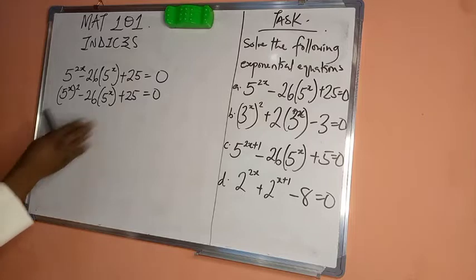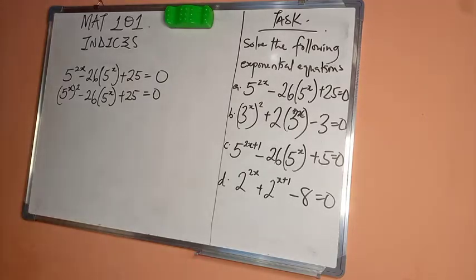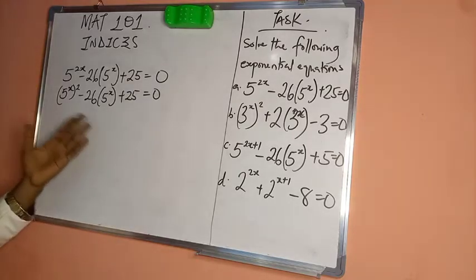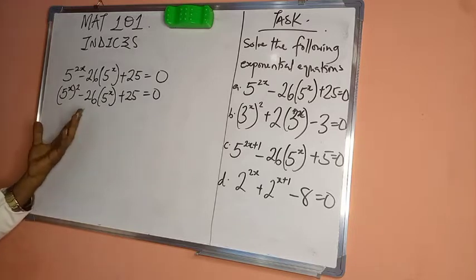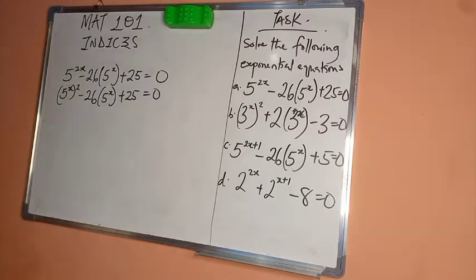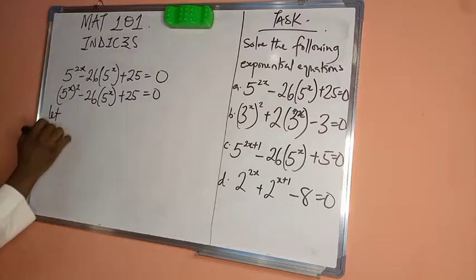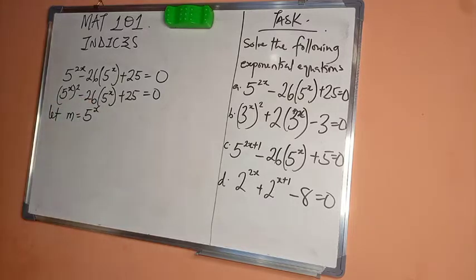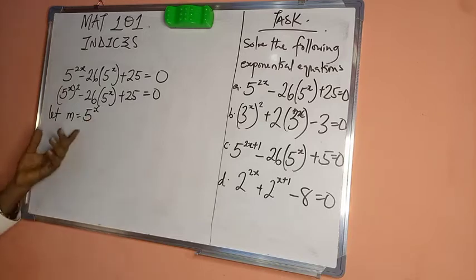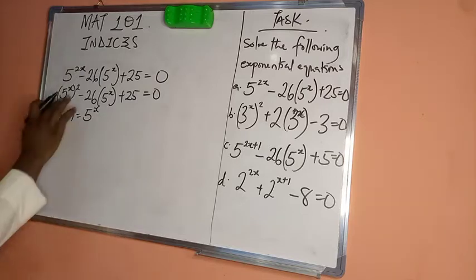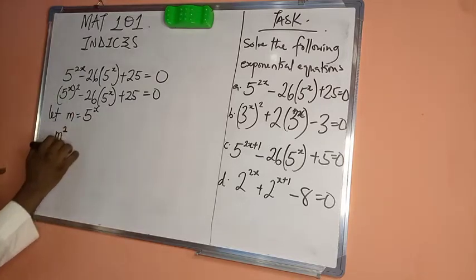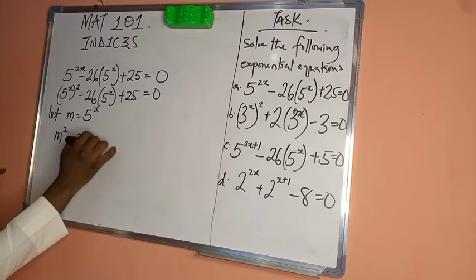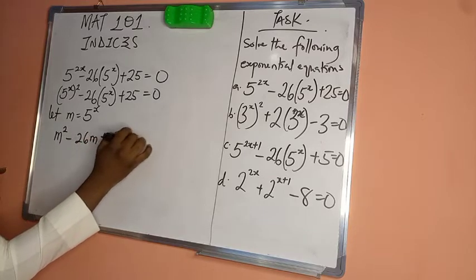At this junction, this looks impossible to solve. How would you proceed from here? But there's still a way to solve it and make it look so easy. We can just say let m equal 5 raised to power x. So wherever we see 5 raised to power x, we substitute the variable m. So this becomes m squared minus 26m plus 25 equals 0.